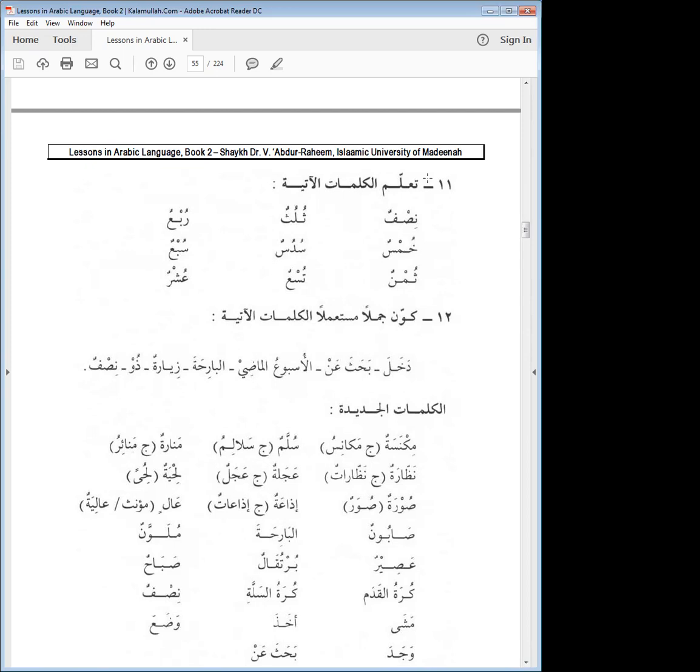Nisfun, half. Thuluthun, 1/3. Rub'un is a quarter, 1/4. Khumsun, 1/5. Sudusun, 1/6. Sub'un, 1/7. Right? Thumunun or thumnun, 1/8. Tus'un, 1/9. And ushrun is 1/10. Okay, so these are the fractions. Please learn them off. As I said, these even occur in Quran, they occur in Hadith, and so on, right? So it's useful to learn.